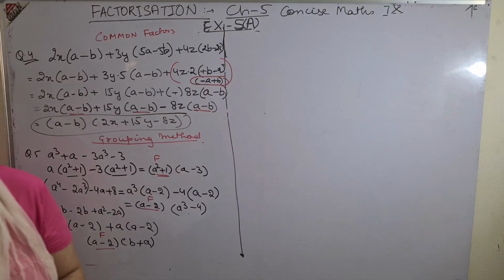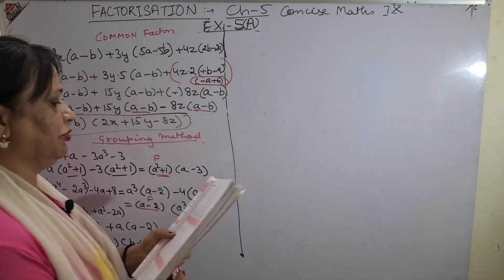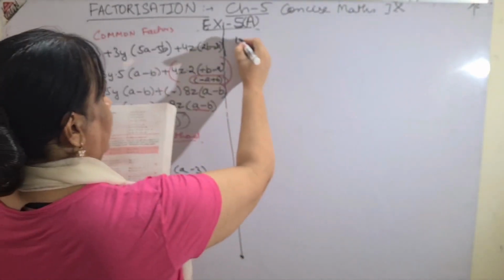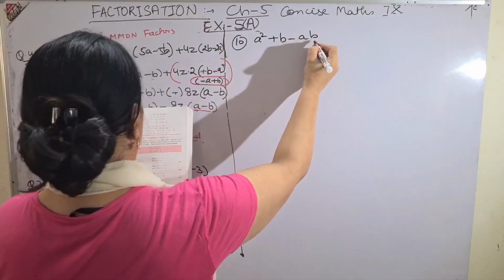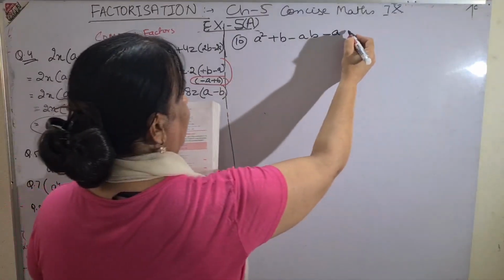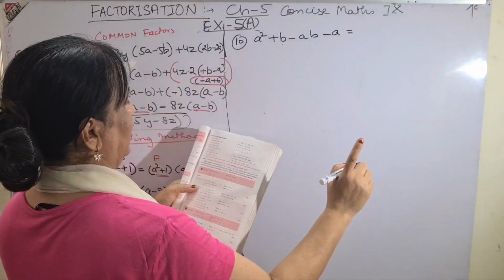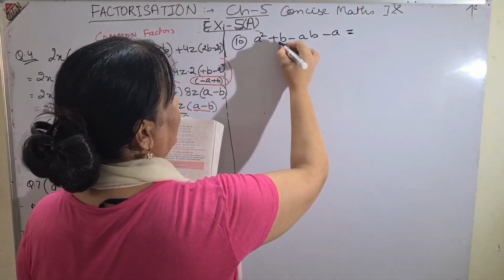Then come to same exercise, come to question number 10. Question number 10 is A square plus B minus AB, and of course it is given minus A. So see children, again very easy. Now see, A square plus B, you don't have anything common. So little difference in this question. You just change the places of the terms.